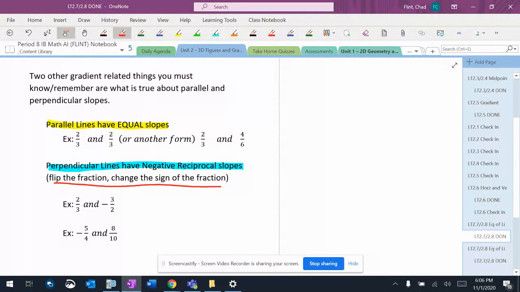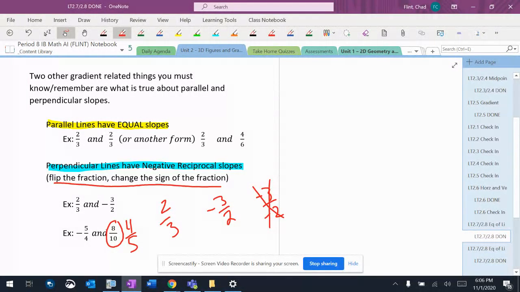Now, this is important. It's 2 over 3, and then negative 3 over 2, not negative 3 over negative 2, because that would be positive. So either the 3 is negative or the 2 is negative, but they're not both negative. All right, and then look out for things that aren't reduced. My second example here, I have negative 5/4 and 8/10, because 8/10 is actually 4/5.